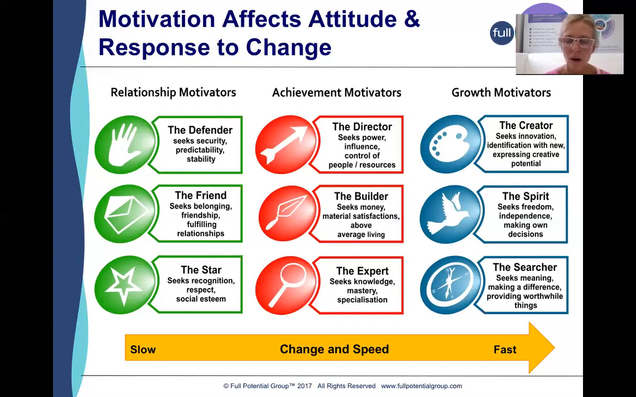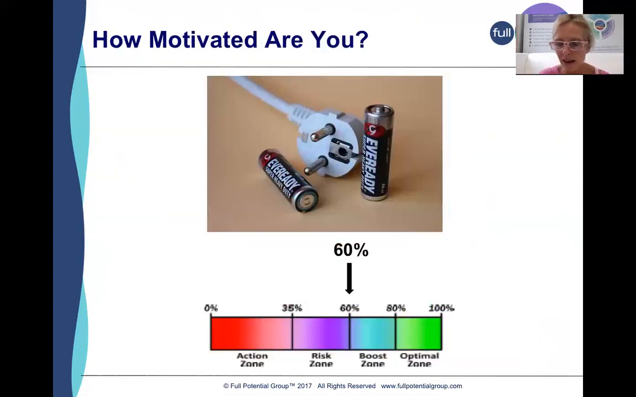And the star will take the change on board if they can be one of the leading lights around it, because they like the recognition, the respect and social esteem around what change brings. So I think if you understand what motivates people and then drives them, ideally... when James Sell, who's developed motivational maps, was creating the tool, he analysed 20,000 maps. And typically on average across 20,000 people, they were roughly about 60 or just under 60% motivated.